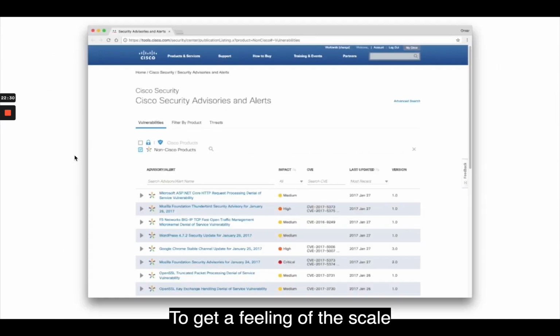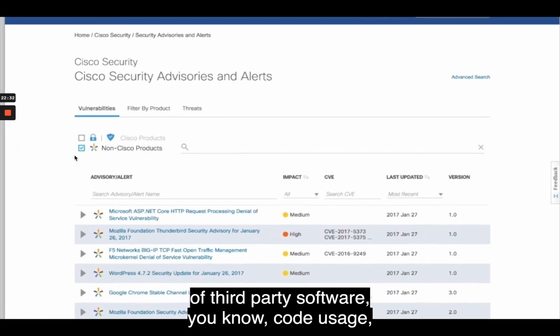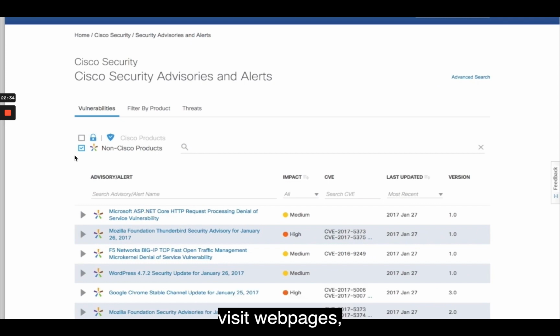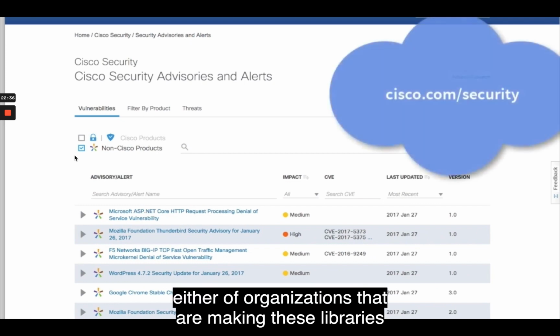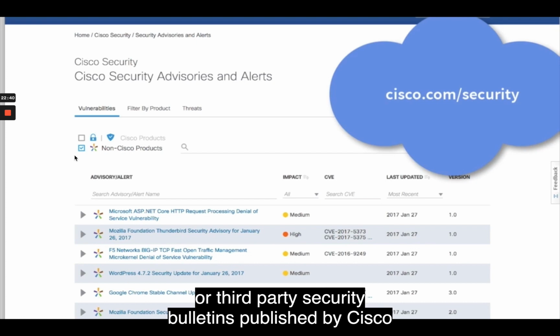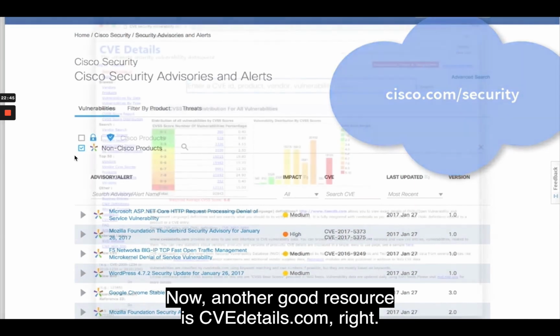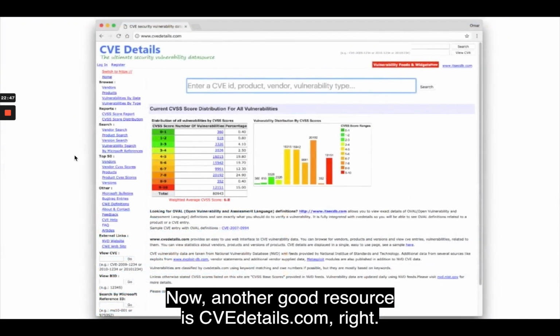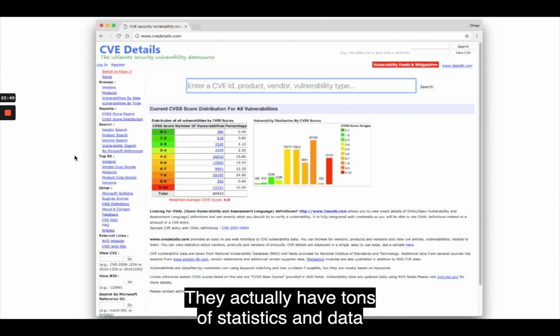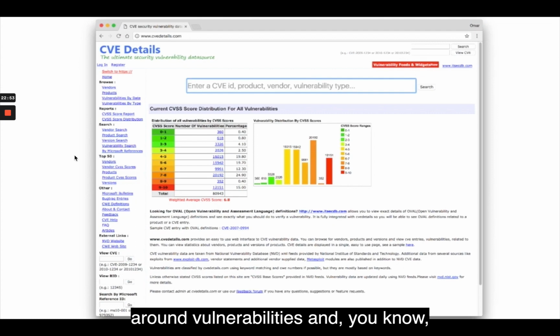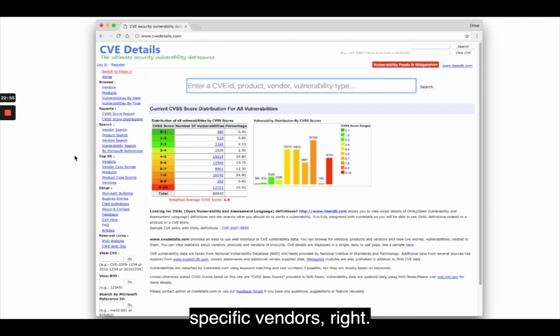Now, third-party software security is a monumental task for any company of any size, right? To get a feeling of the scale of third-party software code usage, visit the web pages of the organizations that are making these libraries, or the third-party security bulletins published by Cisco at the link that I'm sharing here. Now, another good resource is cvedetails.com, right? They have tons of statistics and data around vulnerabilities and specific vendors, right?